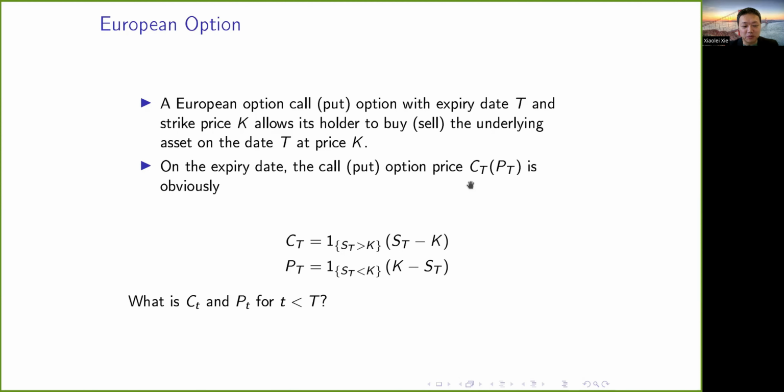So we next need to look at what a European call option entails. So a European call option of expiry date T and a strike price K allows its holder to buy the underlying asset on the date T at strike price K. And similarly, a put option allows its holder to sell 1 unit of the asset at price K on the expiry date T.